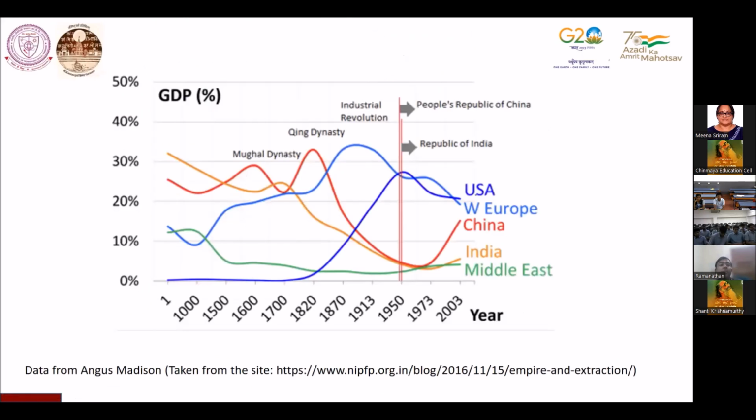Now I want you to pay attention to this graph. This graph was generated by somebody called Angus Maddison, almost 20 years back, from the United Kingdom. He was an economist and he was asked to calculate the GDP of all the countries for the last 2000 years.